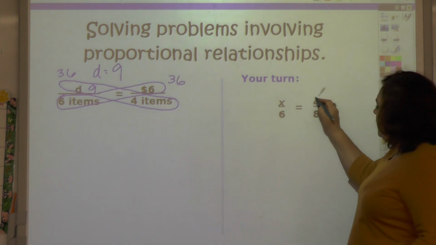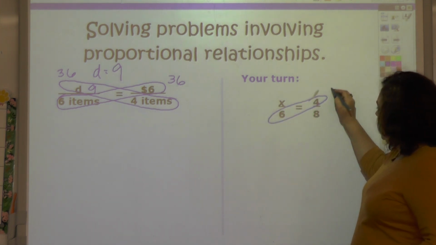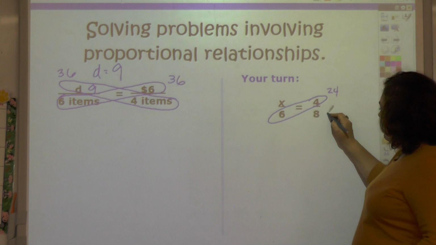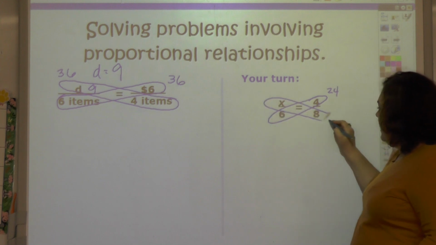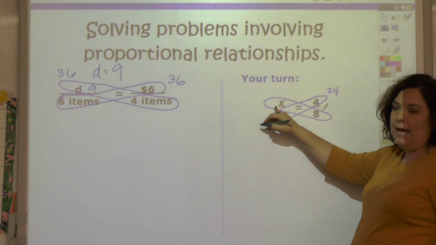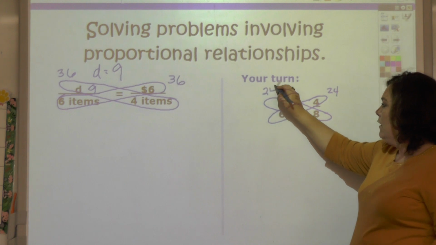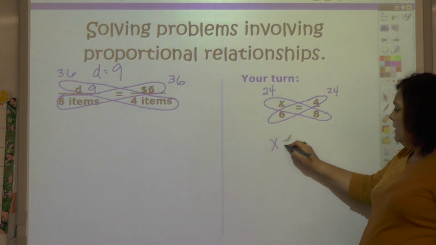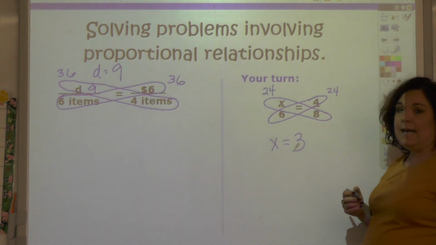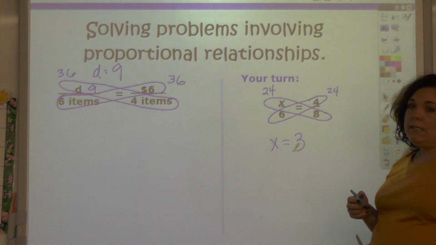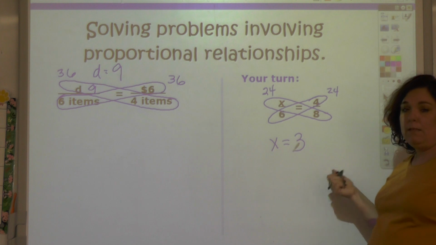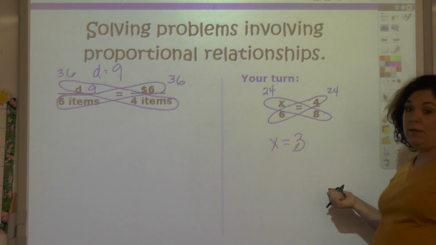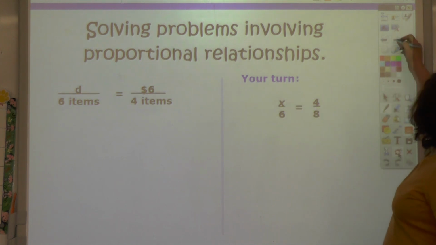So if you multiply across, you get 24, and then you look at this and you say 8 times some number has to equal 24. So what is 8 times 3? So x is equal to 3. And it's that easy. It really is simple. The only time that this becomes a major problem is when your numbers get really big.